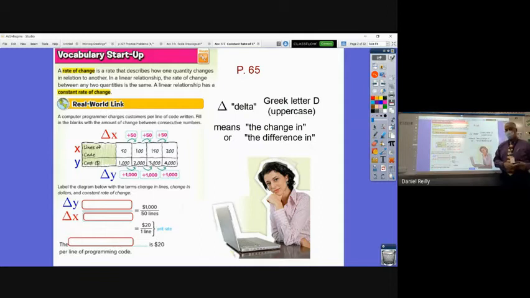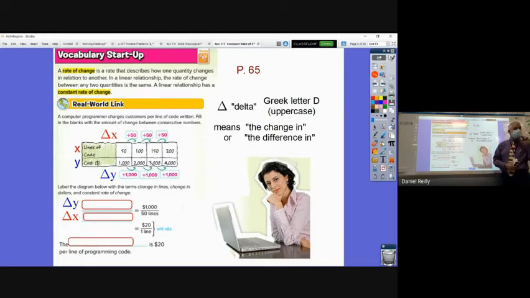Wait, customers? What does that mean? Who's buying one? Who buys computer programming code? Anybody who does anything that needs a computer. Somebody has to write the programming for it, right? So she's a programmer. What is she writing? She's writing computer code.